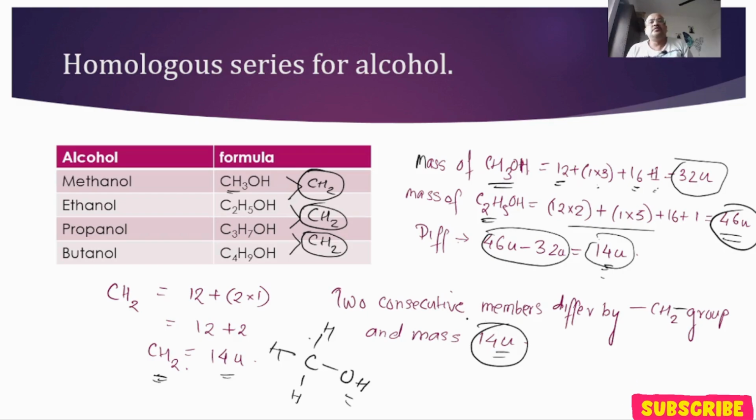So students, today we have understood what homologous series is all about, right? How the chemical properties of a particular series remain the same and how the physical properties gradually change. We have seen the reasons behind that.